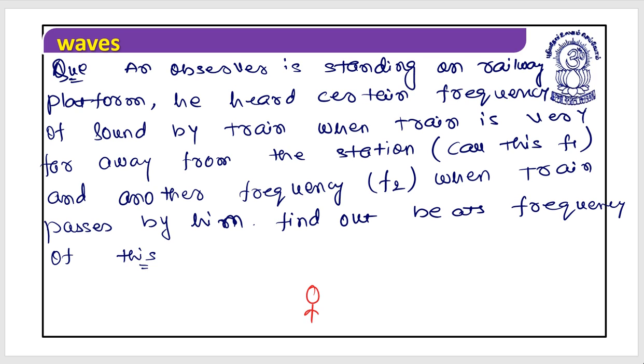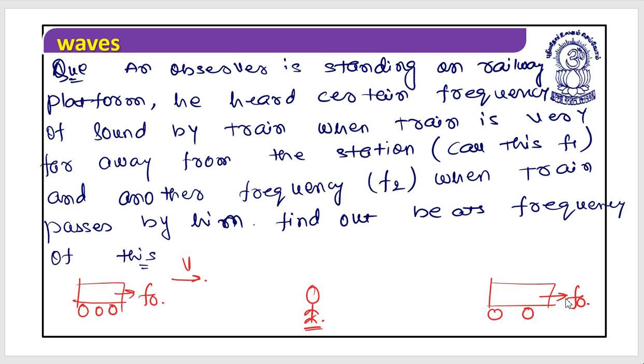Let's understand the situation. Let's say this is the observer, and this is the train which is playing a sound of frequency f naught, and it is moving in this direction with speed, let's say v. After some time it will pass through this observer, and it will be very far away. So again it will play a sound of f naught. Its speed will remain the same. What we are supposed to hear is, when the train is at this location, a sound will be played, it's f1, and when at this location, it's f2. So first my requirement is to find out f1 and f2. How will I do this?